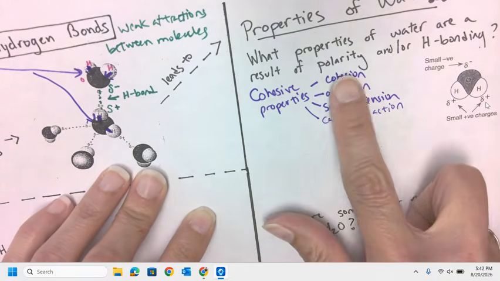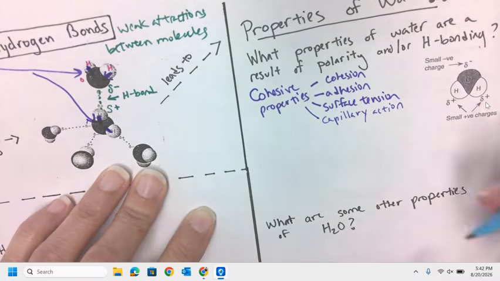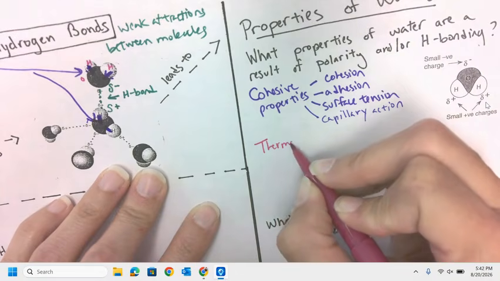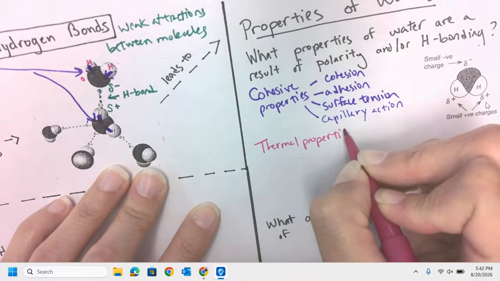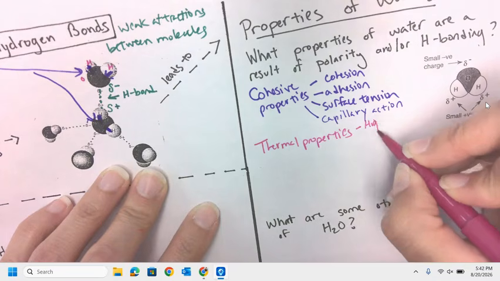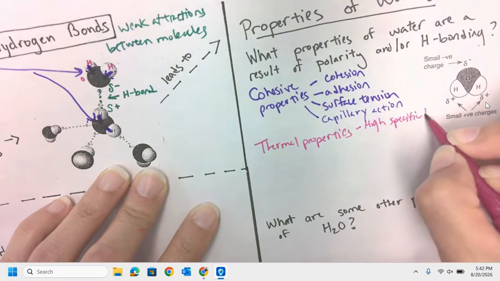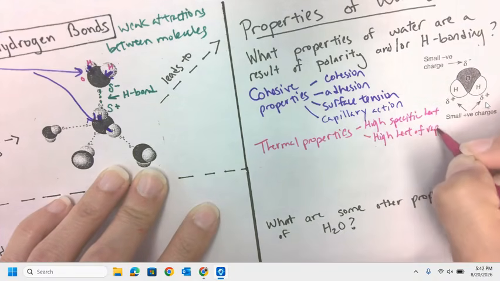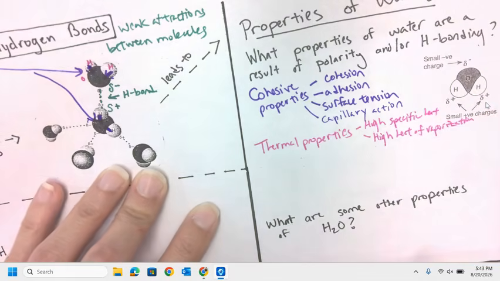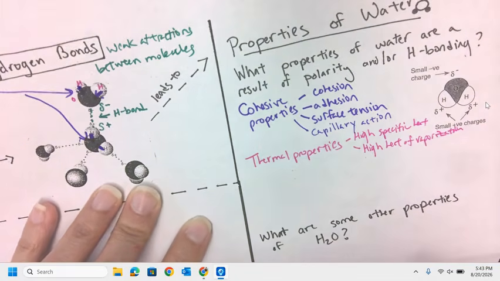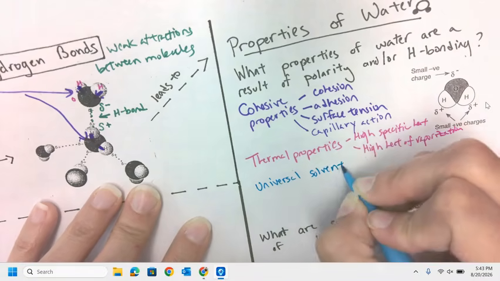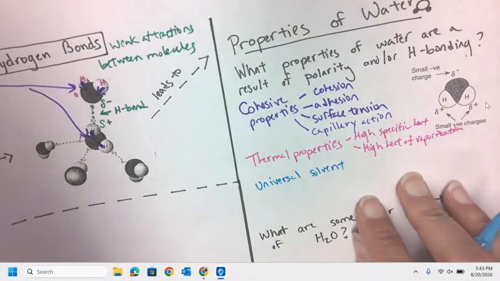Other properties of water that are also a result of polarity and hydrogen bonding include its thermal properties. These thermal properties include high specific heat, high heat of vaporization, etc. Another property of water that's a result of polarity and hydrogen bonding is universal solvent, that water can dissolve most things.